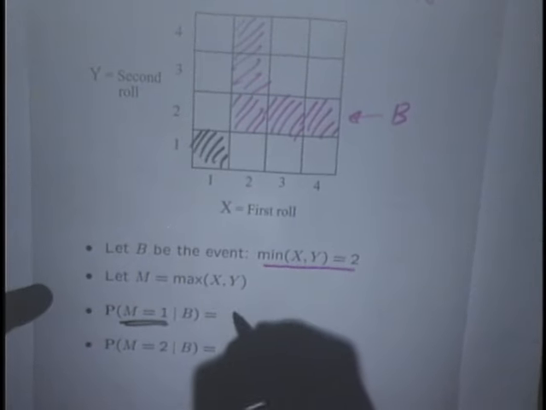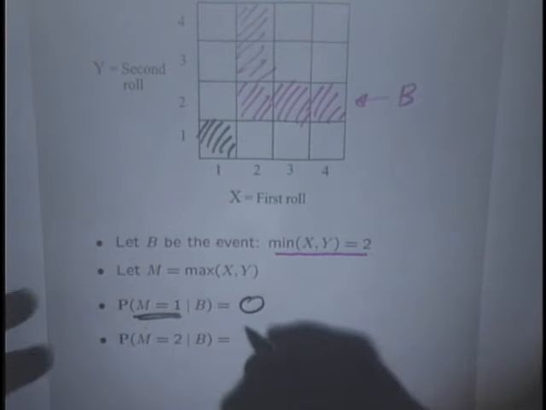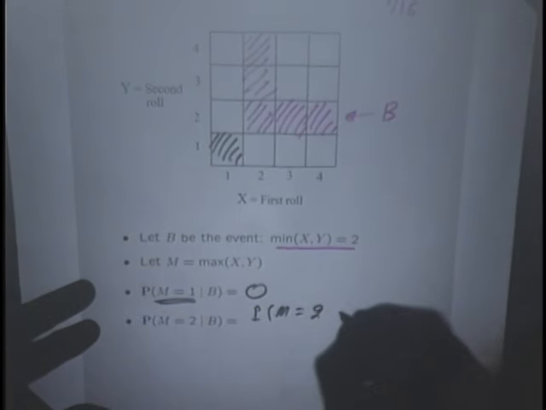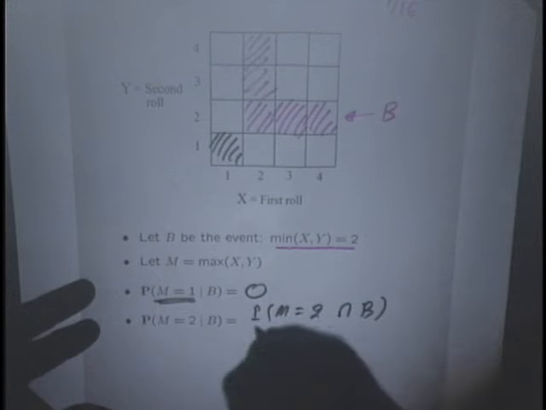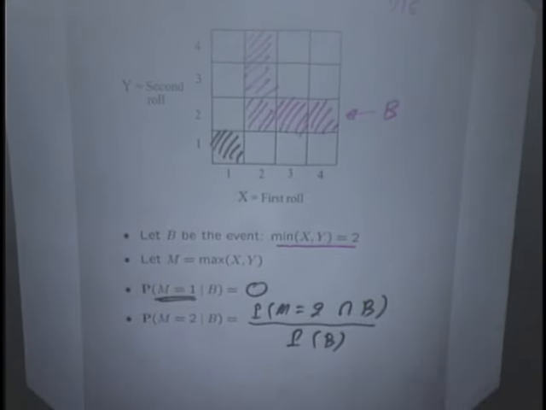So this probability is equal to 0. How about the maximum being equal to 2, given that event B? Okay, we can use the definition here. It's going to be the probability that the maximum is equal to 2 and B occurs, divided by the probability of B.